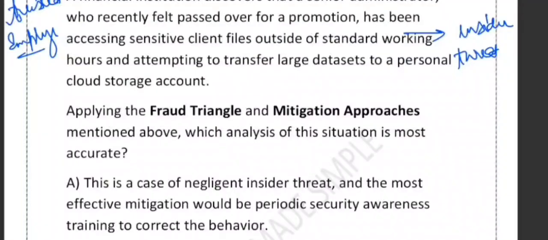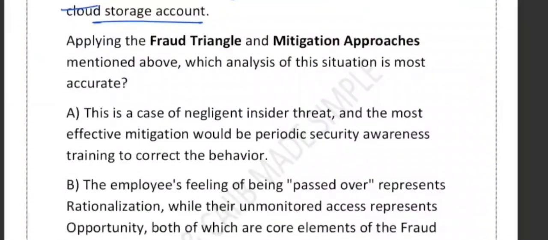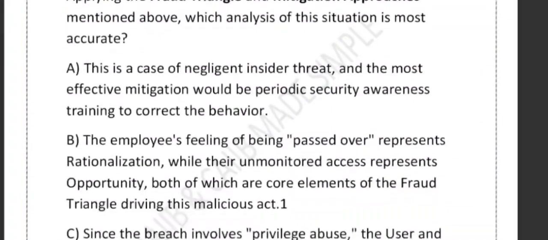So the question is, a financial institution discovered that a senior administrator who recently was passed over for promotion has been accessing sensitive client files outside of standard working hours and attempting to transfer large data sets to a personal cloud storage account. So a senior admin, feeling passed over for promotion, accesses sensitive files after hours and tries to transfer large data sets to personal cloud storage. So applying the fraud triangle and mitigation approach, which analysis of the situation is most accurate?